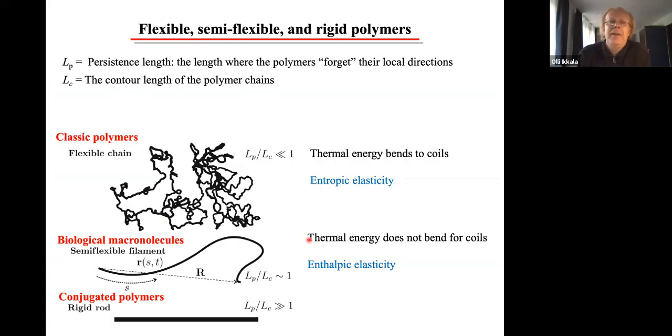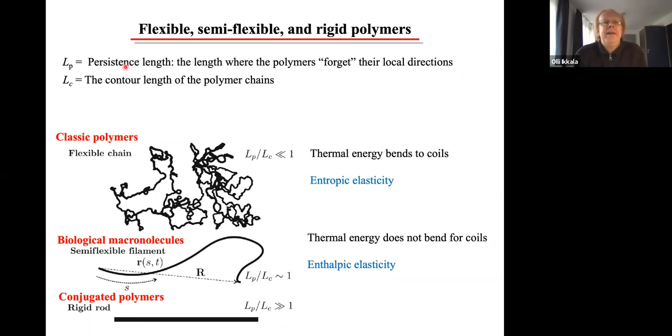First, to put the background, polymer chains can be flexible, semi-flexible, or rigid. There are two parameters which describe the polymeric behavior in the most crude way. The first is the length of the polymer chain, or contour length, Lc. And then there is another parameter, the so-called persistence length. This is the length over which the polymers forget their local direction.